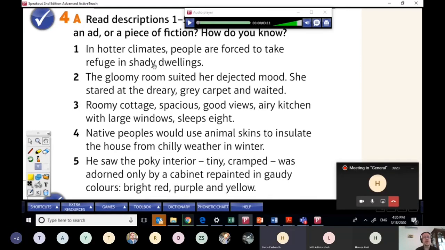Okay, good. Now we have the word gloomy. The gloomy room suited her dejected mood. She stared at the dreary gray carpet and waited. So gloomy and dreary are almost the same. What do you think they mean? Sad and dark and depressed. Excellent. And dejected is also a word that means depressed, right?